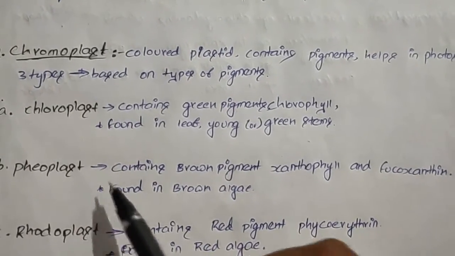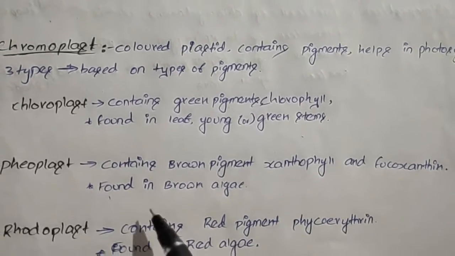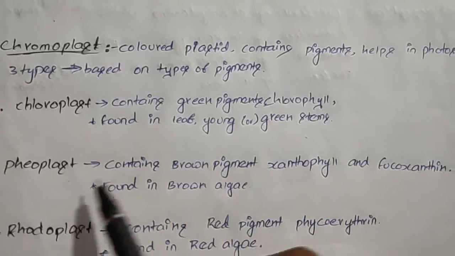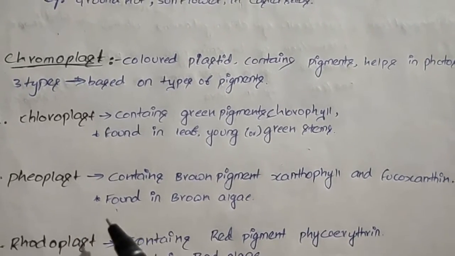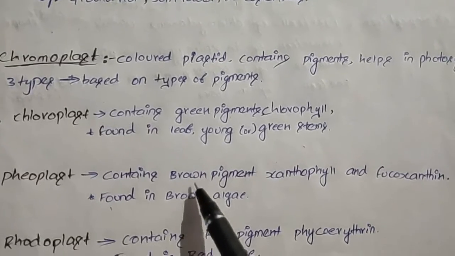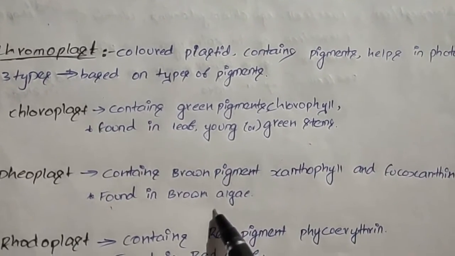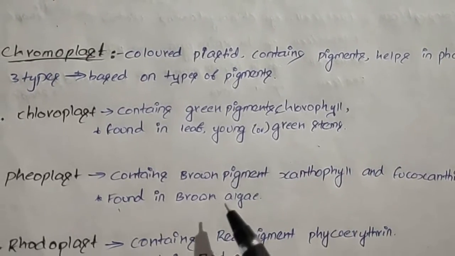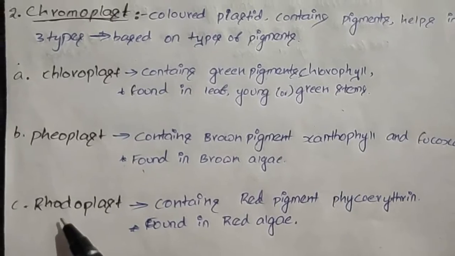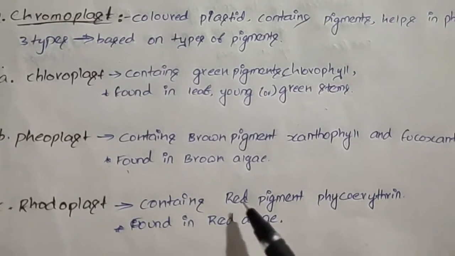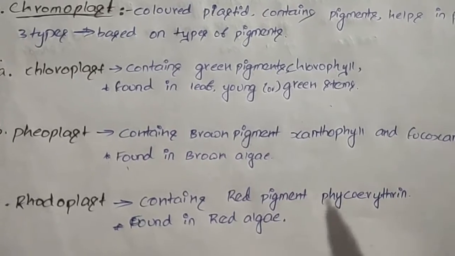And phaeoplast contains the brown pigments xanthophylls and fucoxanthin, and it is found in brown algae. This phaeoplast is found in some algae. Because of this phaeoplast, which contains brown pigment, the complete group of algae becomes brown, and this group of algae is known as the brown algae. Similarly, the third type is the rhodoplast. It contains the red pigment phycoerythrin. It is found in red algae.